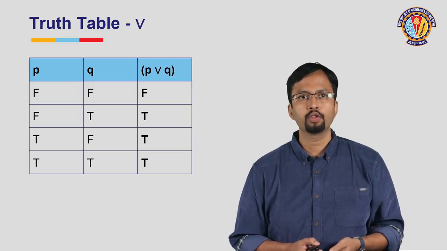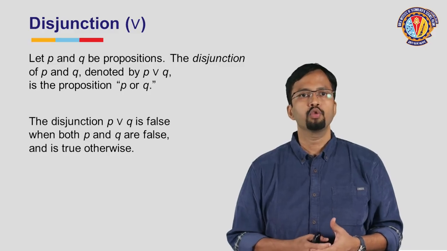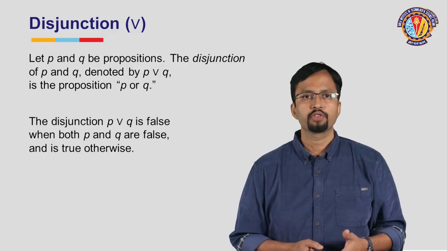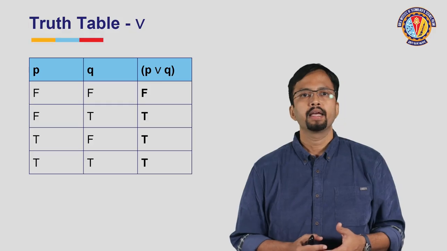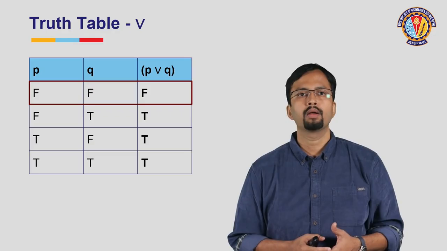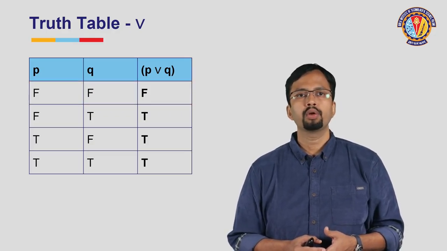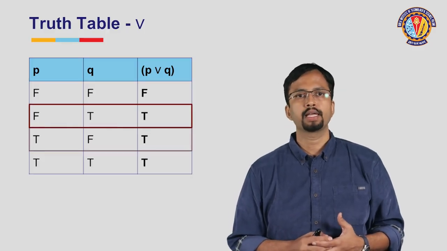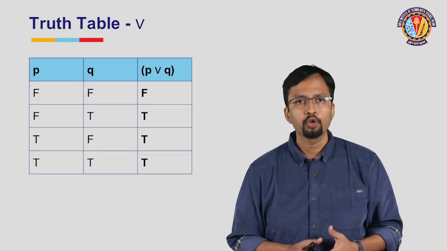And again, if you go back to the definition of disjunction, you find that when both P and Q are false, P or Q is false. So this you note in the first row of your truth table. When P as well as Q are false, you write that P or Q takes a truth value which is false. Right. And for the rest of the rows, the other 3 rows, you write the truth value of P or Q to be true.